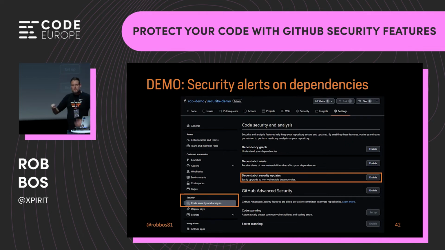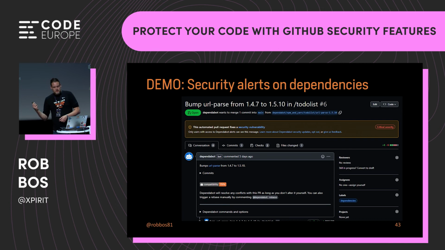So getting the alert is step one. Getting then the security updates as actual pull requests to your application is step two. You can decide as a team if you actually want that as well, but I recommend enabling that as soon as possible, especially for public repositories.